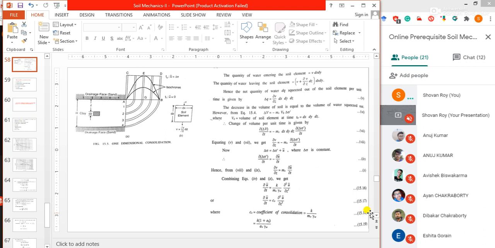So first, coefficient of consolidation is K by MV into gamma W, where MV is the coefficient of volume change, and we can write MV as AV by 1 plus E0, where AV is the coefficient of compressibility. Then the equation will be K into 1 plus E0 by AV into gamma W. I have already sent this slide, and you can see this equation in it.